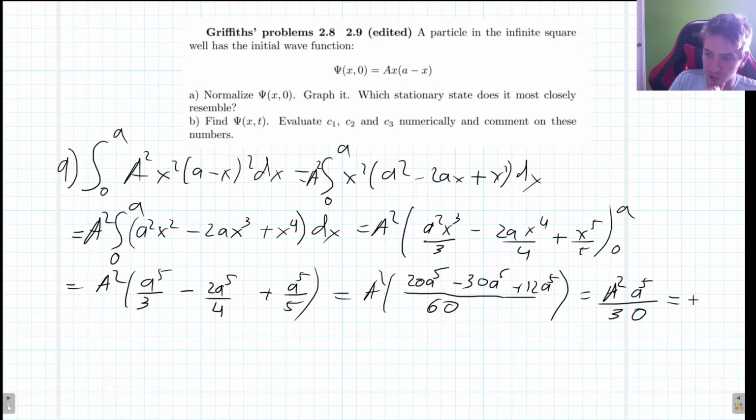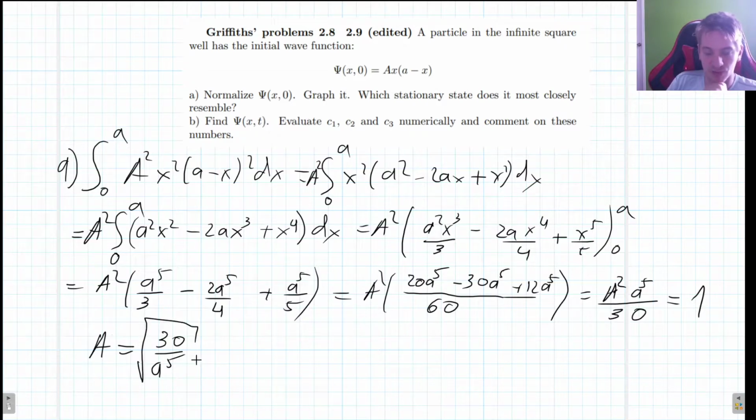And this has to be equal to 1. Remember, we are normalizing. So from there we can find that A squared is 30 divided by a to the 5th. Or if we take the square root, we see that the normalization constant is just the square root of 30 divided by a to the 5th. So that is the normalization constant that we were looking for.